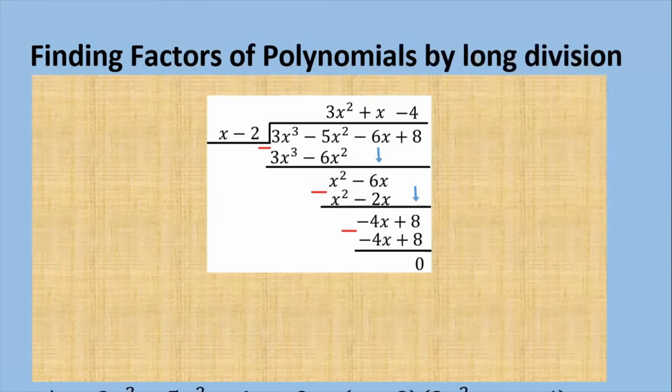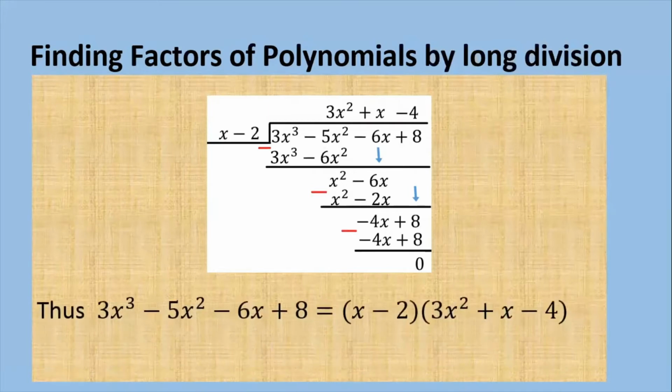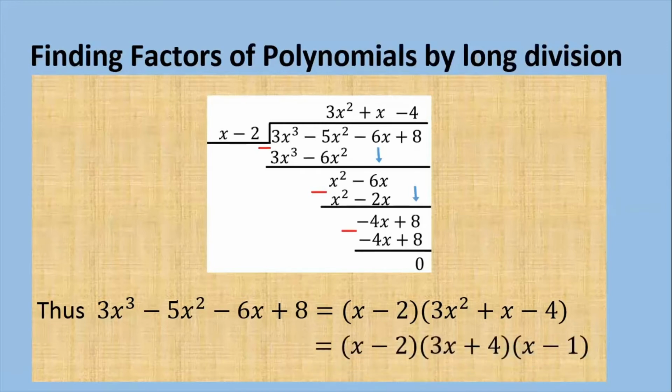Now, 3x cubed minus 5x squared minus 6x plus 8 can be written as x minus 2 multiplied by the quadratic, which is 3x squared plus x minus 4. Then what do we need to do? You just need to factorize the quadratic. You will get x minus 2 times 3x plus 4 times x minus 1, and you are done.